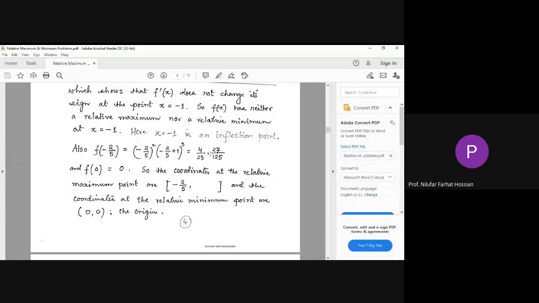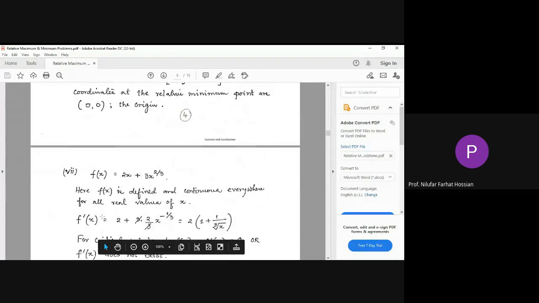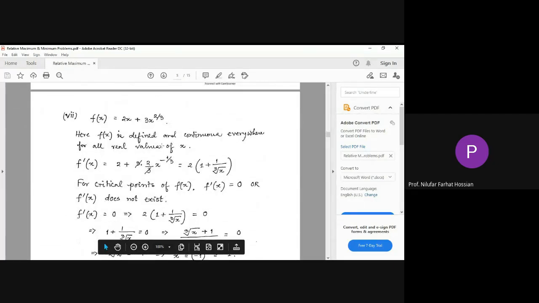So what will be the coordinates of the minimum and the maximum point? At this point it was a maximum. So the coordinates of the relative maximum point will be, here the x coordinate is minus 2 by 5, and this whole thing will be your y coordinate. I didn't put it here, please put it here. And the coordinates of the relative minimum point will be 0, 0, because here the abscissa was 0, the x coordinate was 0, and the y coordinate, meaning the function value, is also 0. So this was our another math. Now let us go to this math.